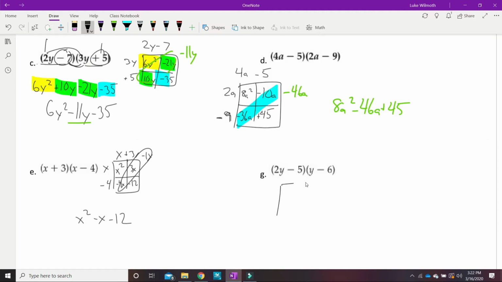Over here, I should have left more room at the top. 2y minus 5 and y minus 6. I get 2y squared, negative 5y, negative 12y, and 30. These together equal negative 17y. So I get 2y squared minus 17y plus 30.